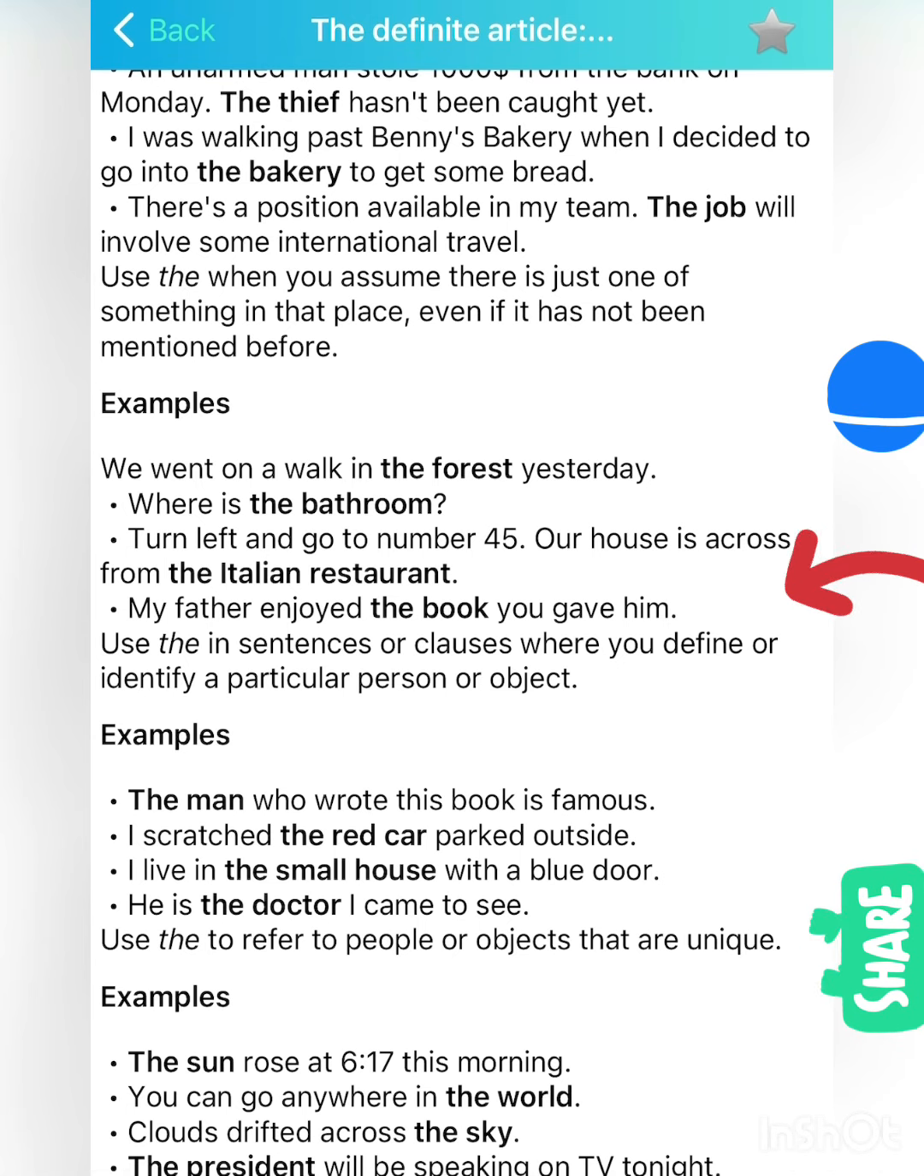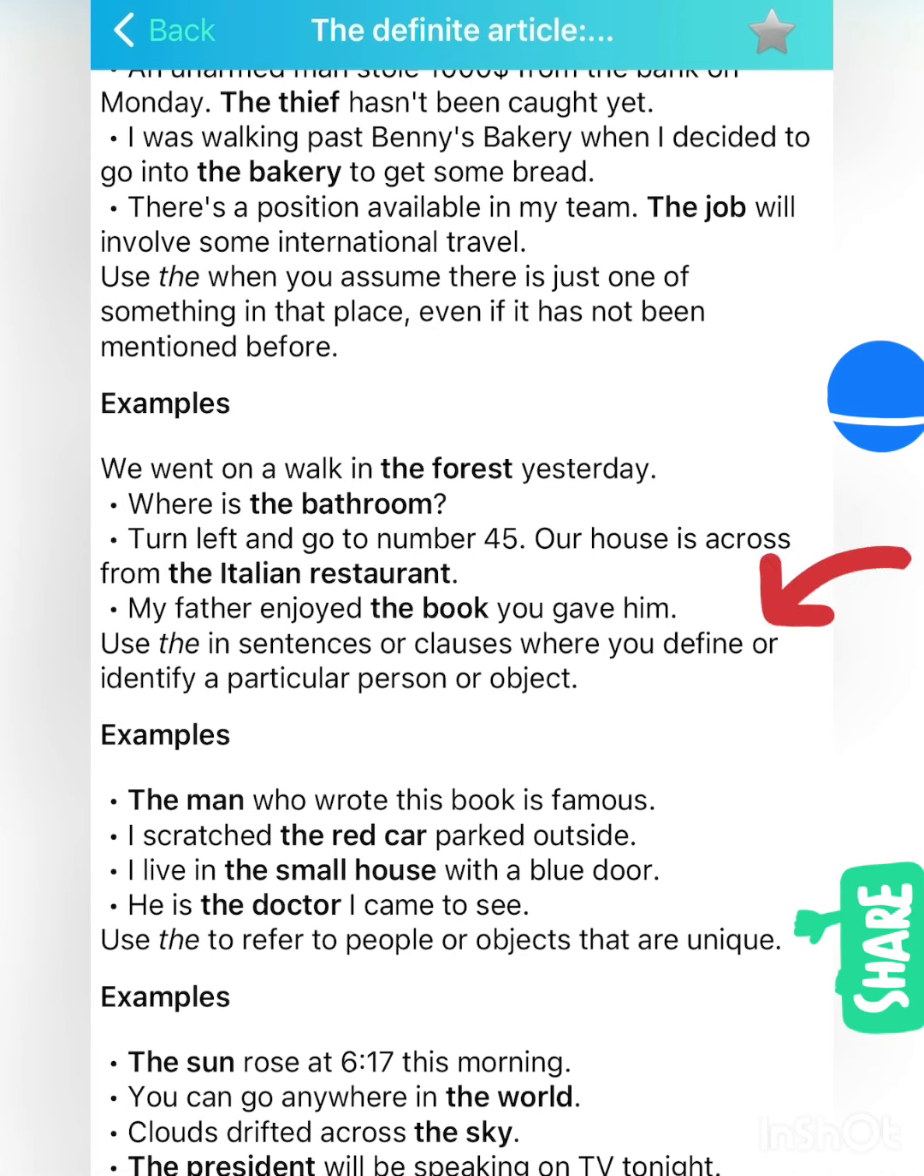I scratched the red car parked outside. Which car? The one that's red. I scratched the red car. So specific. There could be many cars parked outside, but the red car. You are specifying it. You are attaching a lot of particularity into it.